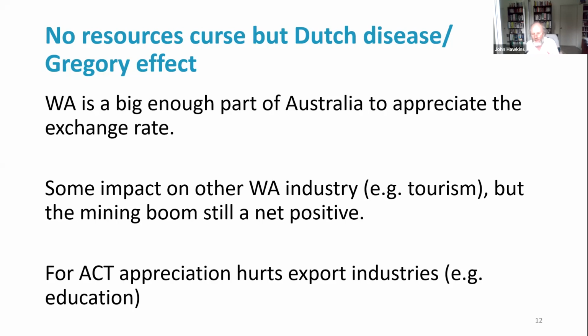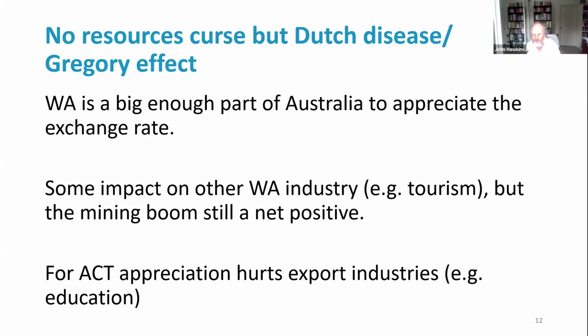But WA is a big enough part of Australia's exports that the mining boom in WA led to an appreciation of the overall Australian dollar and affected the whole of the Australian economy. So that also would have had an adverse impact on some parts of WA, such as the tourism industry. But in net terms, clearly, I think the mining boom has still been a big net positive for the WA economy. For other parts of Australia, though, they also have had an appreciation, and that's hurt their export industries.